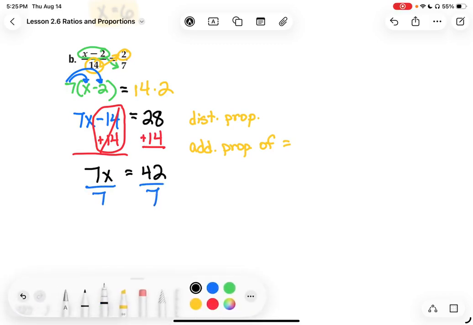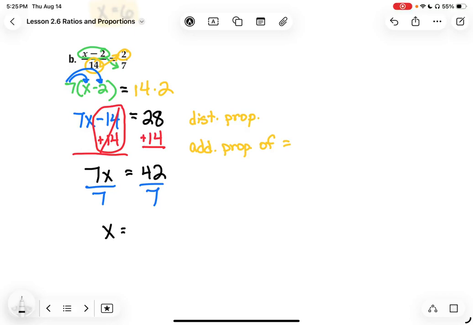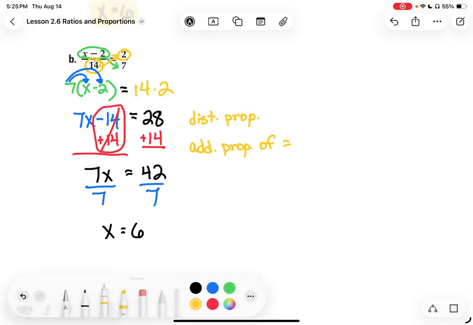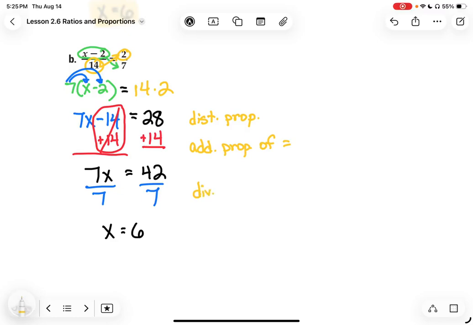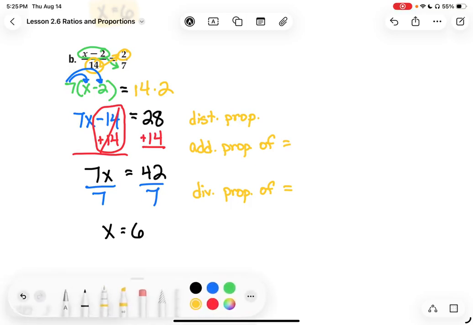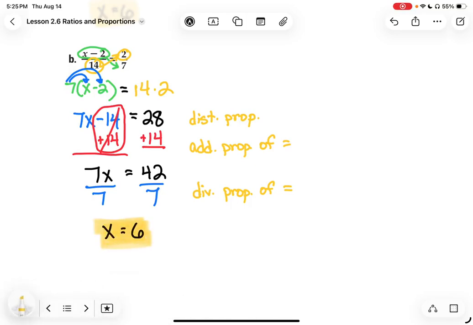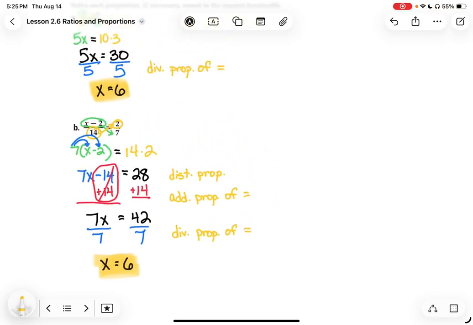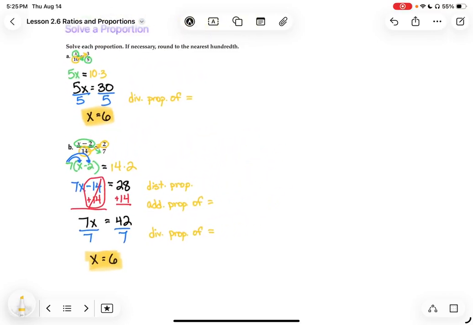And we get x equals 6 using the division property of equality. So x equals 6 is the value. And that's how we can use cross products to solve proportions, a proportion being when we have two ratios that are equal to one another.